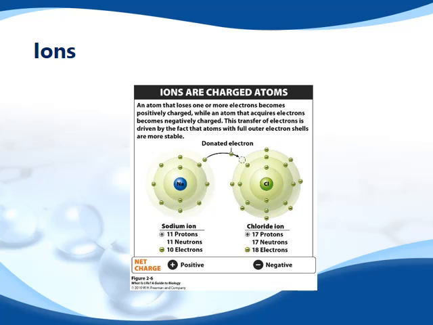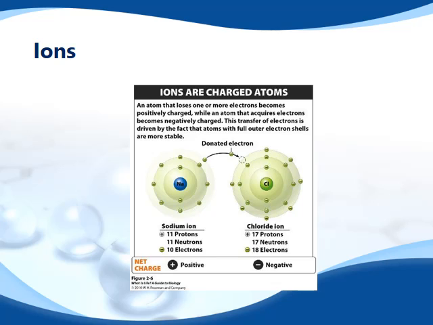Ions are charged atoms. An atom that loses 1 or more electrons becomes positively charged, while an atom that acquires electrons becomes negatively charged. Remember, an electron is a negatively charged particle. That charge is going to follow the particle when it is transferred. This transfer of electrons is driven by the fact that atoms with full outer electron shells are more stable. Atoms always look to become more stable. It is a preferential state of being.